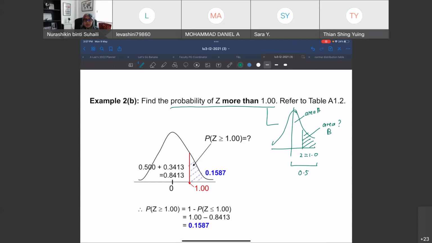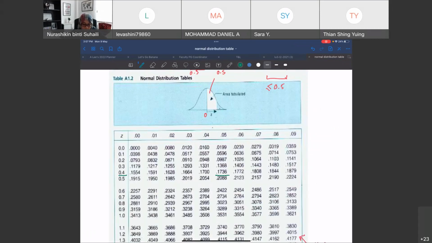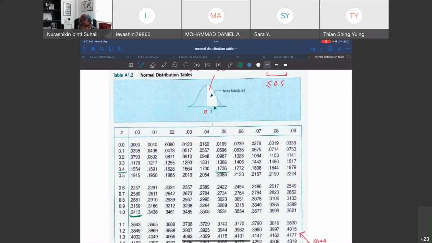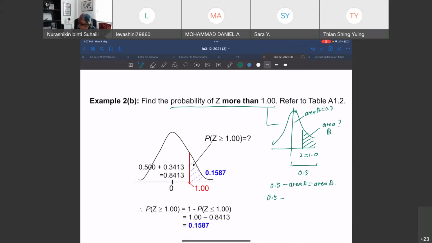So this is logic. Once you understand the principles of normal distribution, everything else is common sense. 0.5 minus area A is equal to area B. It's actually not difficult. So how to find area A? You go to the normal table and find z equal to 1. The value here is 0.3413. So that's the area of A, 0.3413. So 0.5 minus 0.3413 is equal to area B.